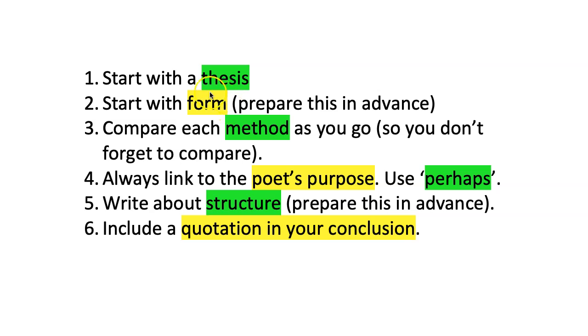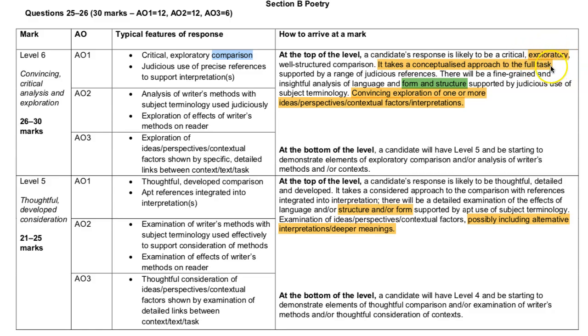So we've seen some writing about form, we've seen Sanjay write about the methods, what the poet's up to. We've linked this to the poet's purpose using the word perhaps. This shows that you're being exploratory. And exploratory is right at the top of the mark scheme. If we come down a level, you only have to be detailed. So being exploratory forces the examiner to think you're worth at least 26 marks out of 30.